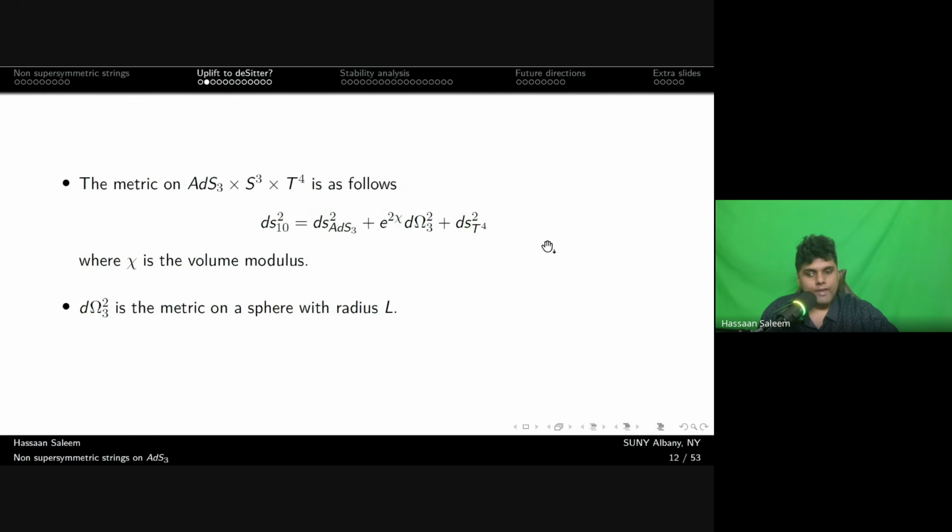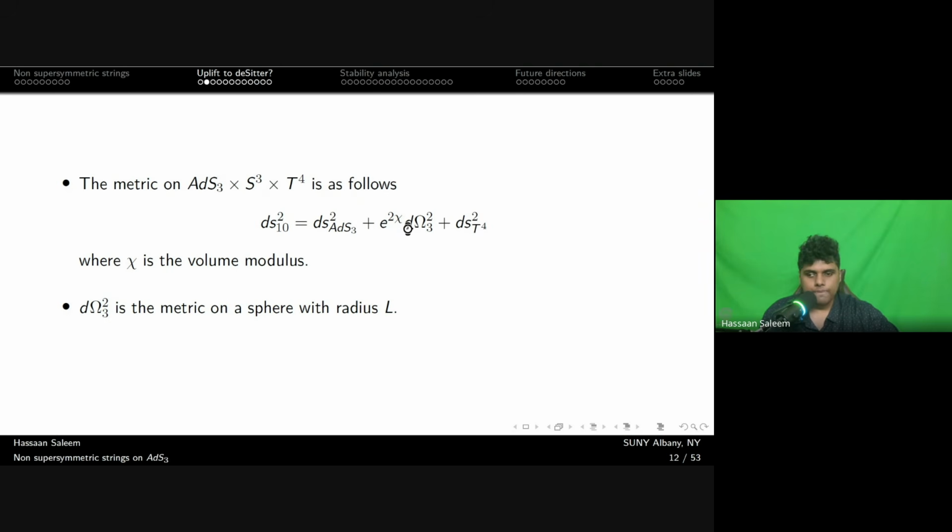Now, the metric on the background that we are studying will be taken in this form, where you can see that you have a volume modulus for the S3 part, but for T4 you don't have a volume modulus, because I said earlier that we are not considering the fluctuations of the T4. Now, chi is the volume modulus of the sphere, and this dΩ3 squared is the metric on a sphere with radius L. Sometimes people take L squared out of this metric, but I'm just taking this to be the metric on a sphere with radius L.